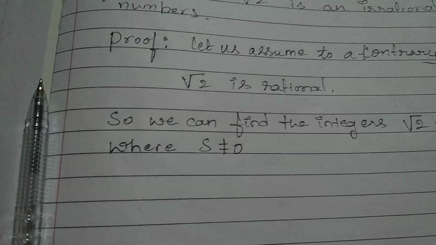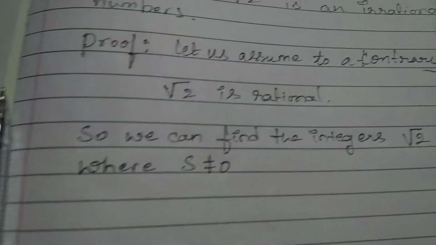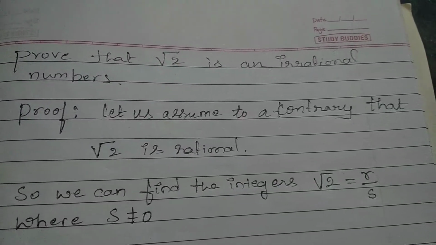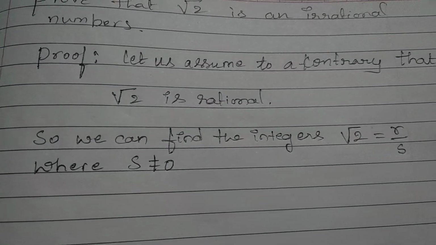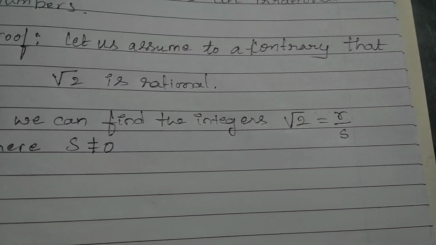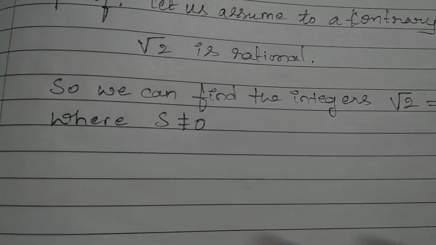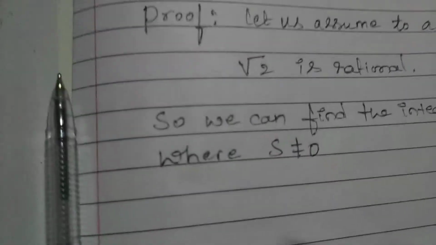So first what we have to do for root 2 is assume that root 2 is rational. So we can find integers such that root 2 is equal to r by s, where s is not equal to 0.